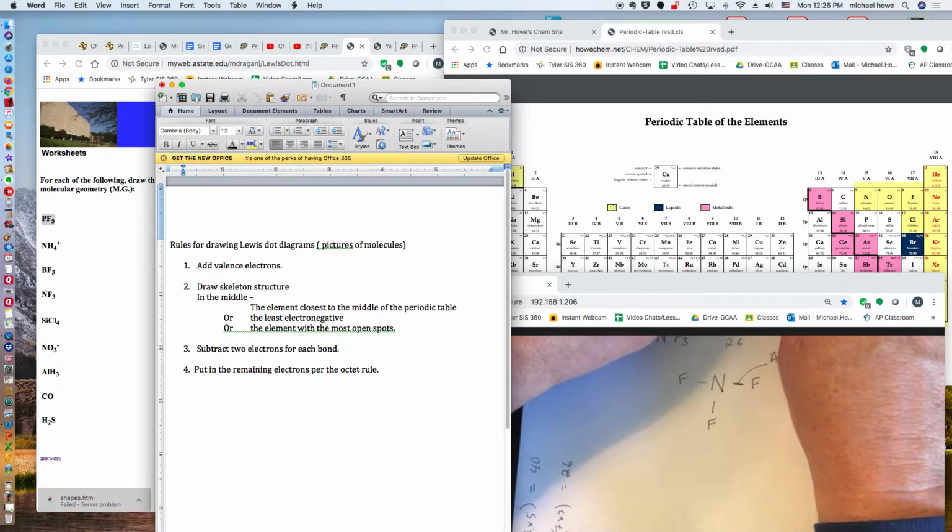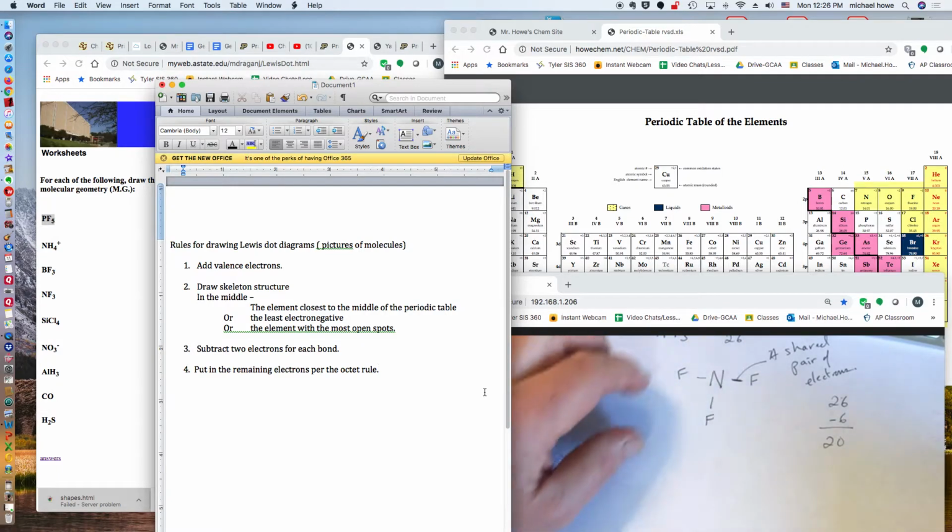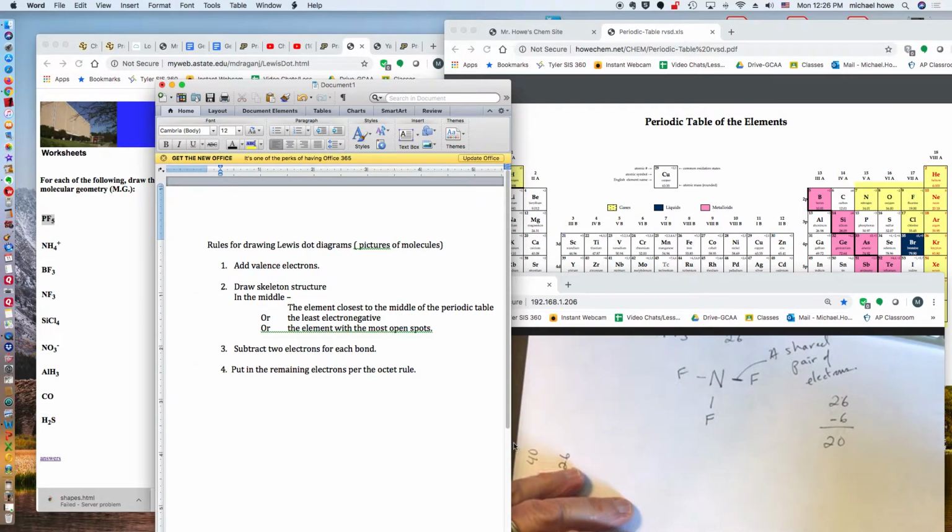Now you'll remember when we were talking about valence electrons, we said that atoms tend to gain or lose in order to get to 8 in their outer shell. So everything wants 8 in the outer shell, with a couple of exceptions I'll go over in a minute. But in this case, there aren't any exceptions. So we need 8 electrons in the outer shell of nitrogen, fluorine, and all the fluorines. And I have 20 electrons to put in order to attain that.